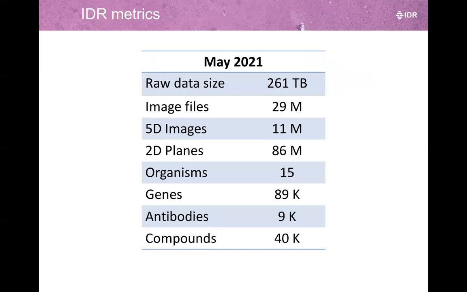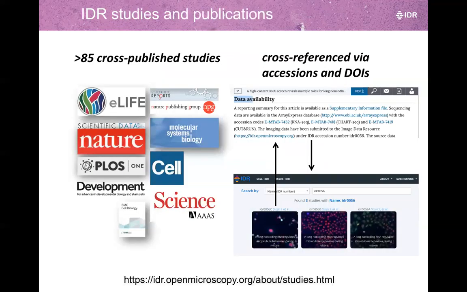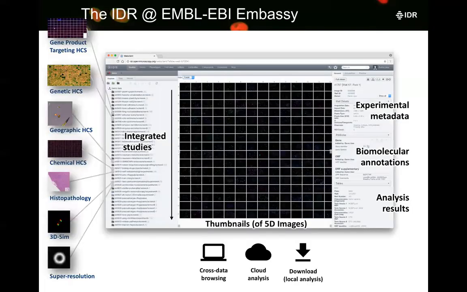IDR currently has 261 terabytes of imaging data, consisting of 29 million image files, over 89,000 genes, and 40,000 compounds. In reality, this translates to over 85 studies, cross-published in different journals, and cross-referenced via accessions and DOIs. IDR contains integrated studies with thumbnails, experimental metadata, biomolecular annotations, and analysis results. The whole IDR system is run and stored at EMBL-EBI, allowing users to browse data, perform cloud analysis, and download for local analysis.